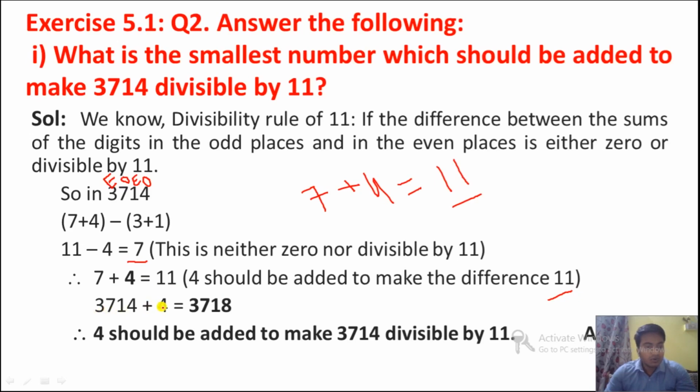So the number will be 3714 plus 4. When we add we'll get 3718. This is the final number. Therefore 4 should be added to 3714 to make it divisible by 11. Clear to you? This is how you have to solve this problem.